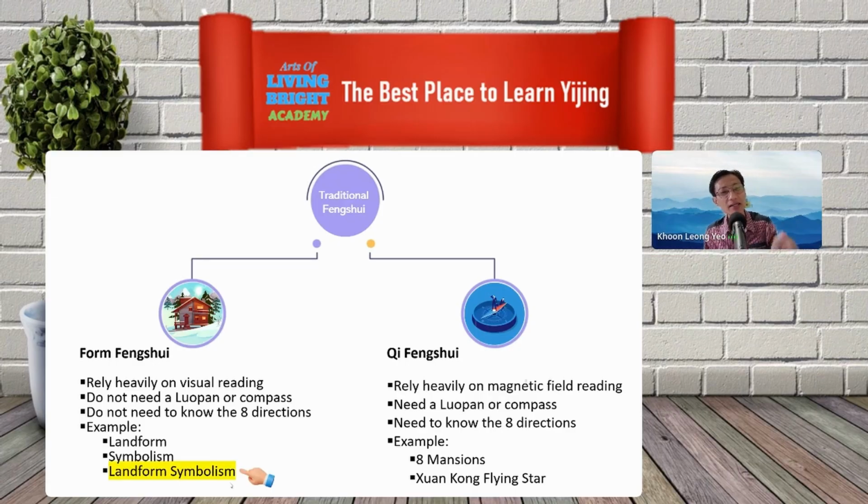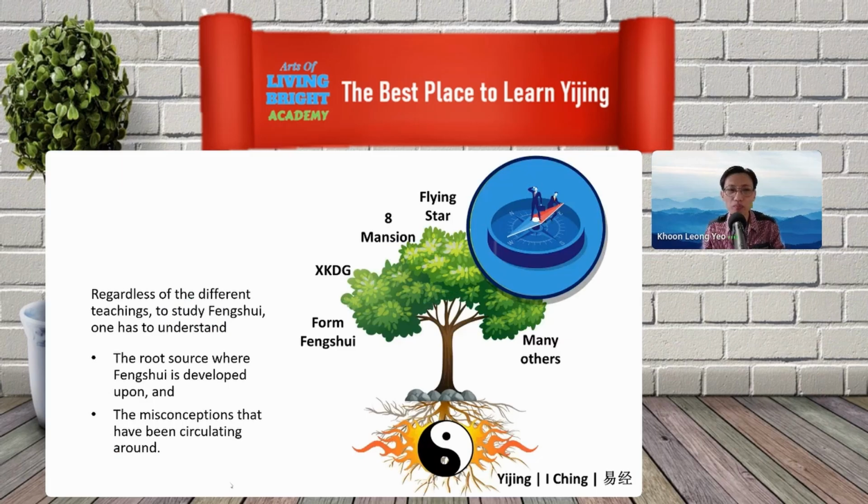Right, so just a highlight again. Today, what you're going to learn is landform symbolism. Not only landform, not only symbolism, but landform symbolism. So remember, whatever you learn, just try to trace back to I Ching, because I Ching is the source of all the metaphysical studies. If there's anything that cannot be traced back to I Ching, I think you can drop that. Can drop that. Okay, so I think I will stop here.